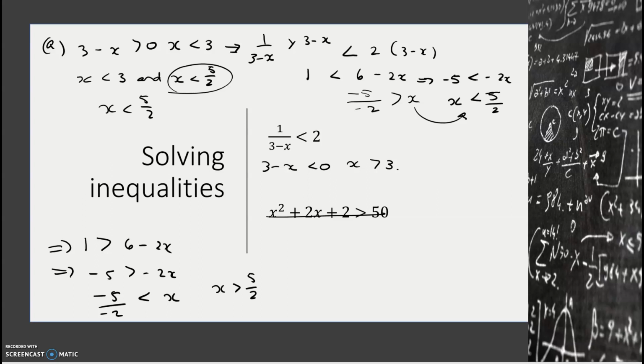Now, we've already got x is greater than 3 from here, and x is greater than 5/2. So between them, both of those are combined to give that. So our final answer is x is greater than 3 or x is less than 5/2. So you've got the two parts of the answer.